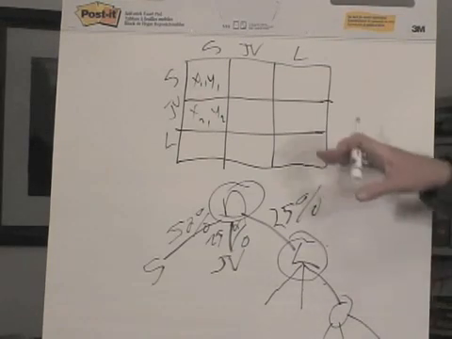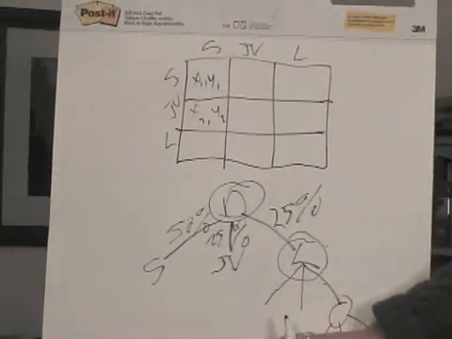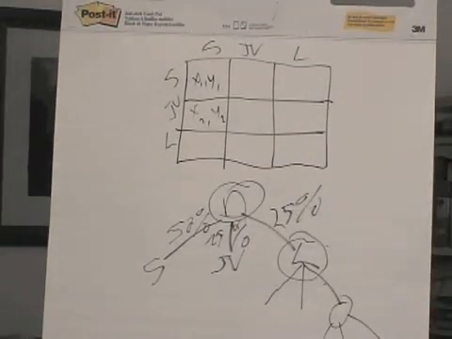So that's how you can view it, either as a game in cells or you can view it as a decision tree. Really doesn't matter which way you go.